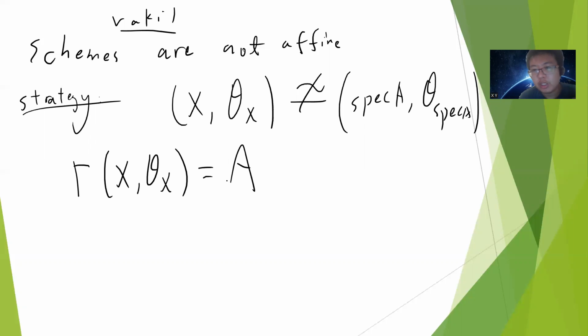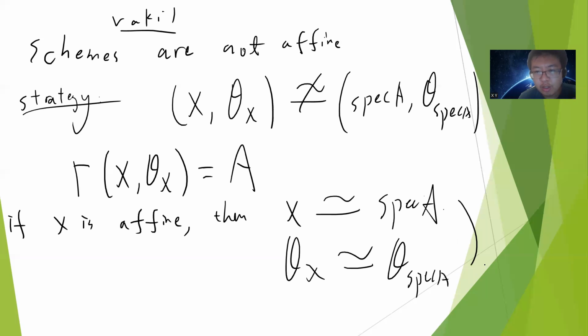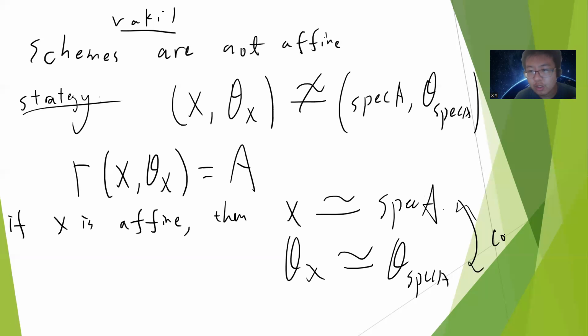It should be A, so let's call this A. If X is affine, then X should be the same as Spec A, and O_X should be isomorphic, as a sheaf isomorphism, to the structure sheaf of Spec A. Hopefully by these examples you will see a contradiction. If you see the contradiction, then you have happily proven that this is not affine.